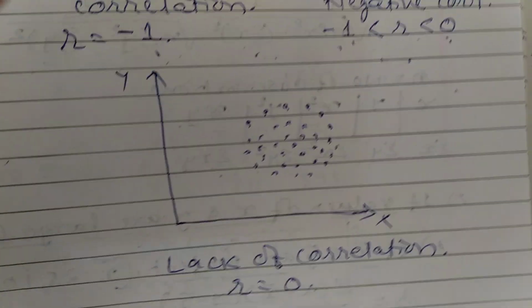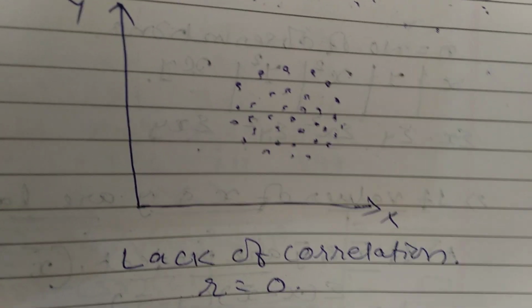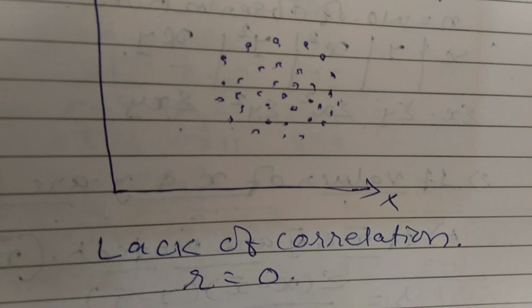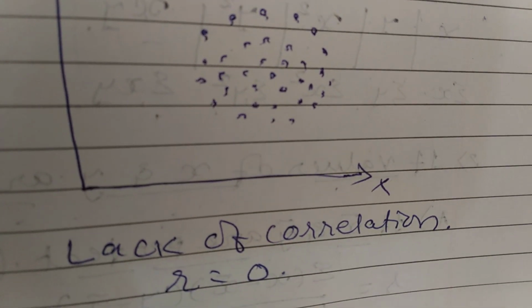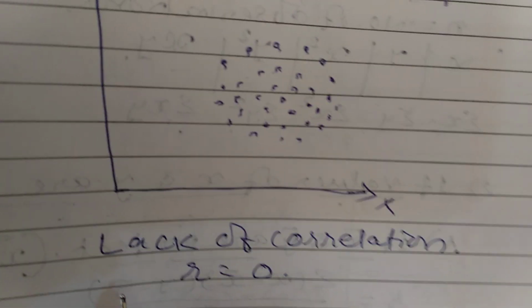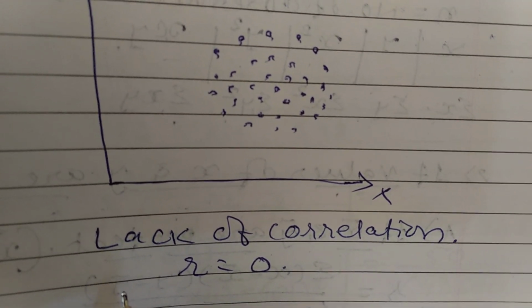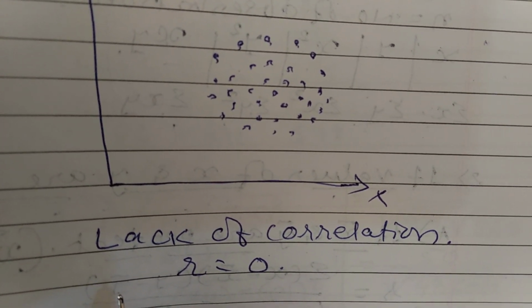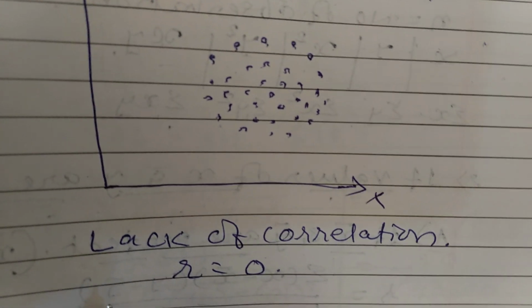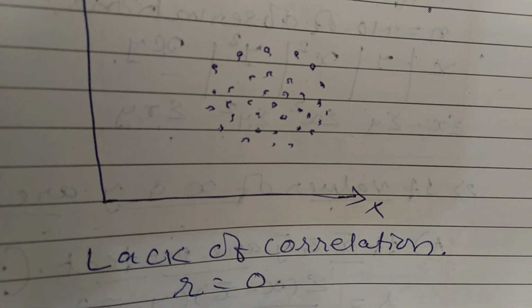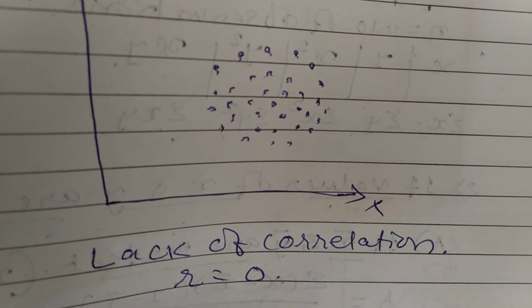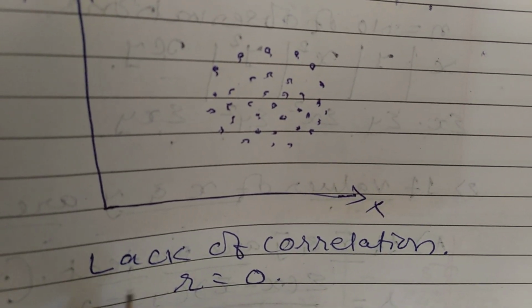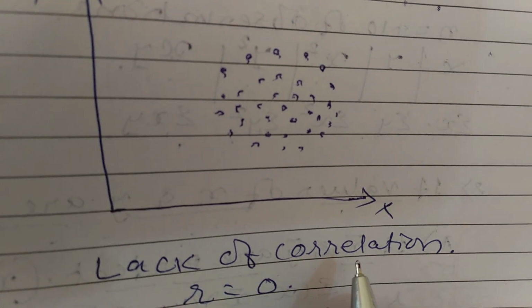Now, this is called lack of correlation. It means if there is a huge or high rainfall in Maharashtra or in Mumbai and there is a large production of crops in Ahmedabad, is it possible? No. Why? Because there is no kind of relation between rainfall in Mumbai and production of crops in Ahmedabad. That's why this is called lack of correlation.